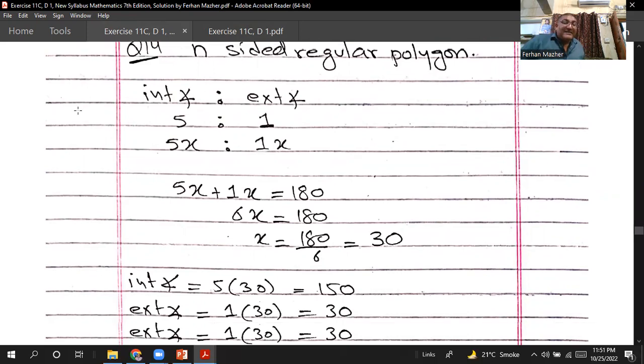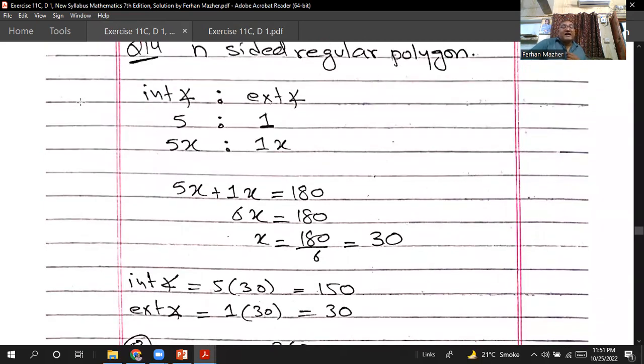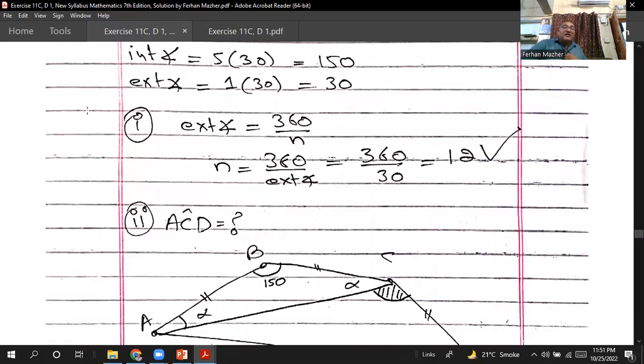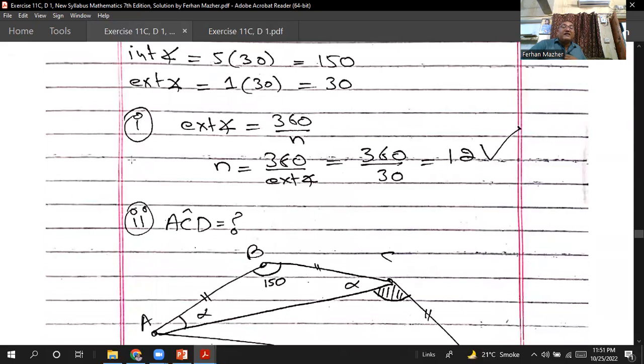Now, next thing they are asking is the internal angle will be equal to 5x, and that will be 5 into 30, and that will be 150. And the external angle is equal to 1x, so it will be 1 into 30, so that will be 30 degrees. So that is how you do question number 14. Now in question number 14, he asked us to find the value of n, so we have found the value of n. So it's a 12-sided polygon.